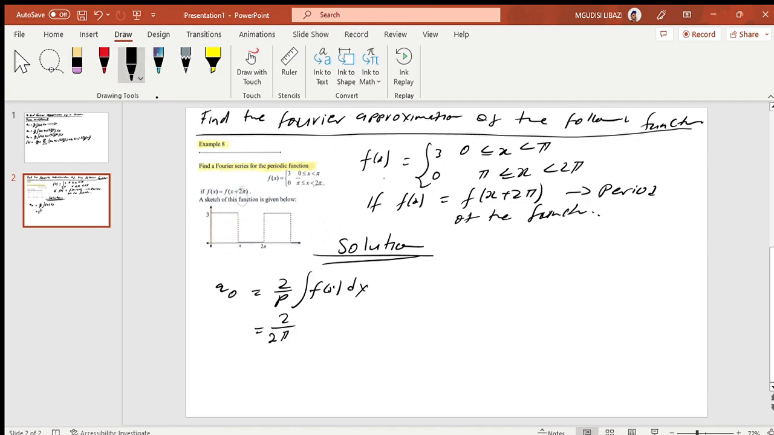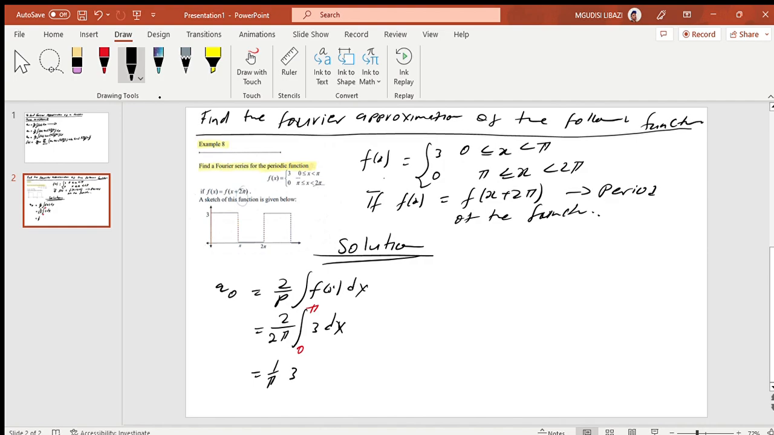Now we have 2 pi and then the integral, as we are given that f of x is equal to f of x plus 2 pi. I'm just going to move from 0 to pi, because our function there is 3, f of x dx, since I know the other part is going to give me 0. So now I'm going to have 1 over pi, and then I'm going to integrate there.